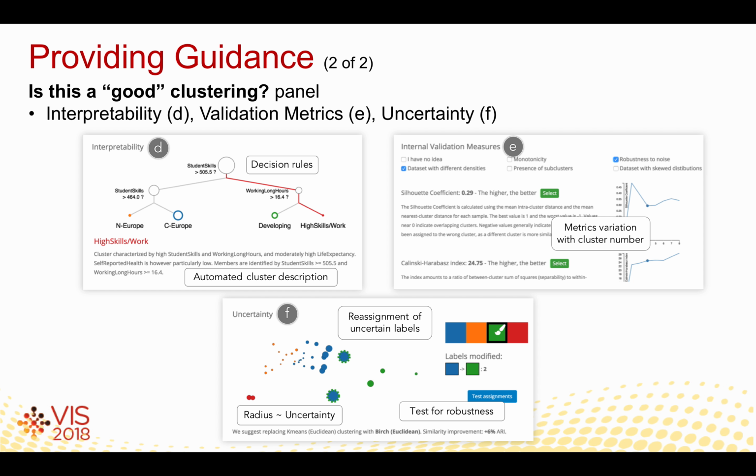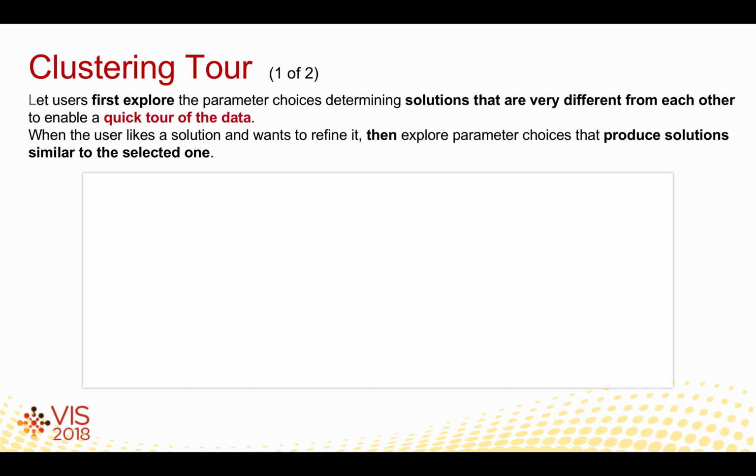We provide another view for validation metrics, and in particular, we can see how certain validation measures are better than other ones depending on the use case, so the user can specify what his requirements are. And the final view is one in which we show uncertainty, that is, how robust this clustering is, and which data points are likely to change cluster.